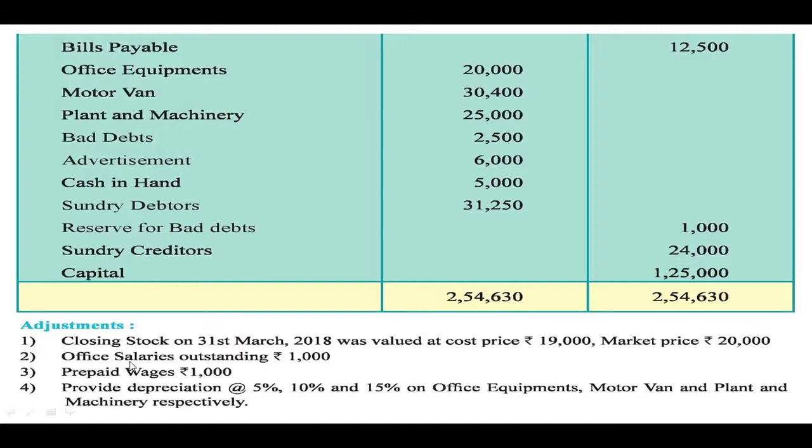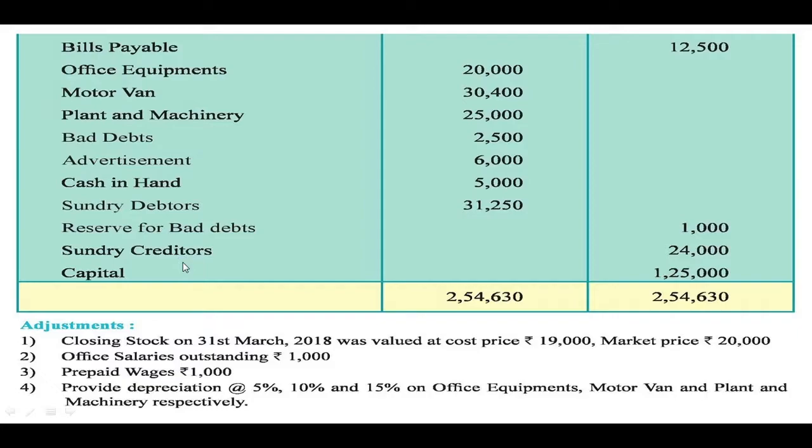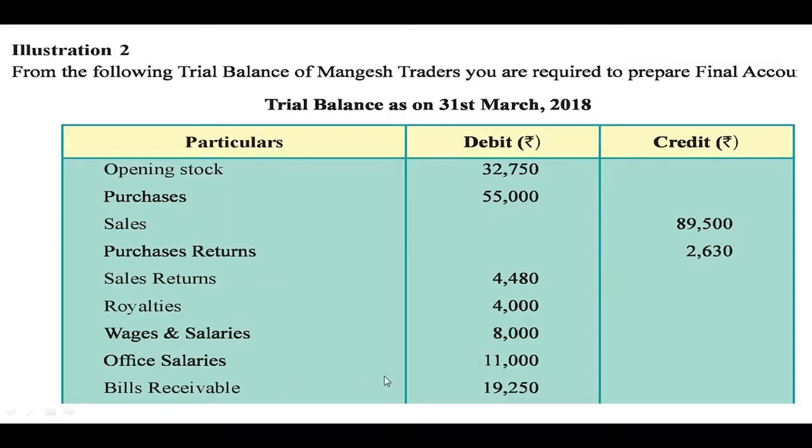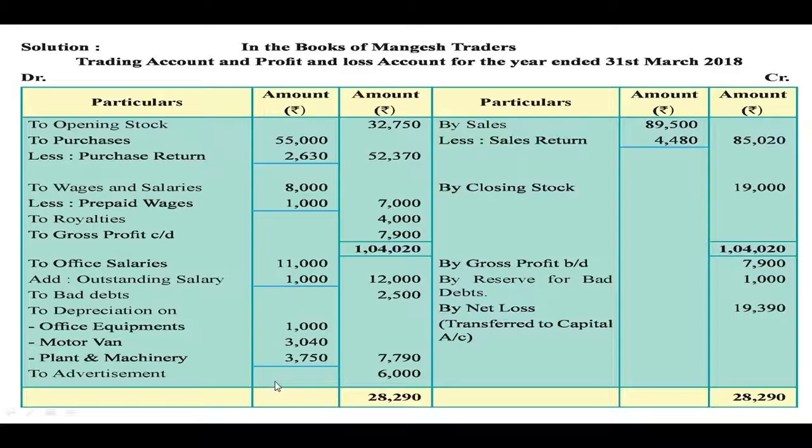Then office salaries outstanding 1,000. So outstanding expenditure is the expenditure due for the current year but not yet paid, so it is to be added. Office salaries are recorded as 11,000. This 11,000 is taken from the trial balance, where we have already recorded 11,000. To that we have to add the outstanding office salaries of 1,000 given in the adjustment. So here add outstanding salary 1,000.